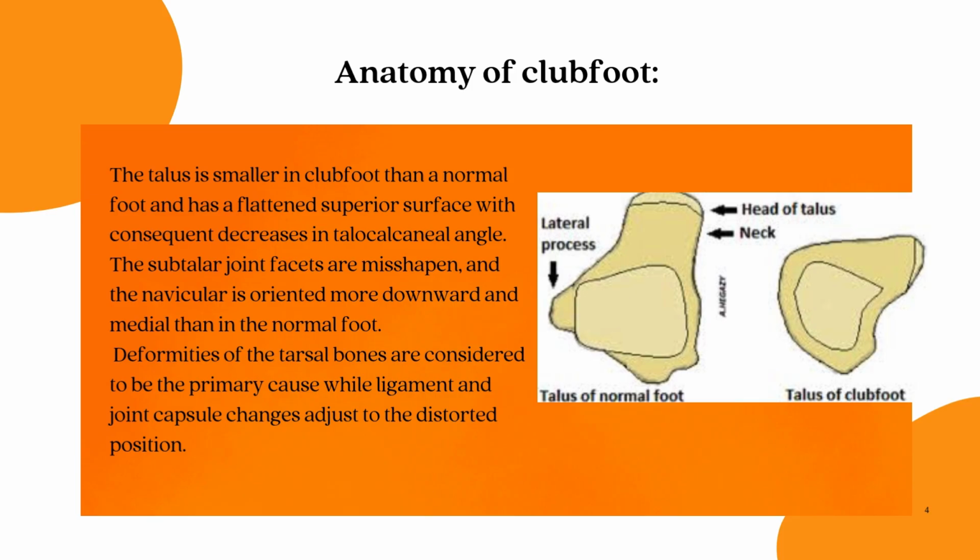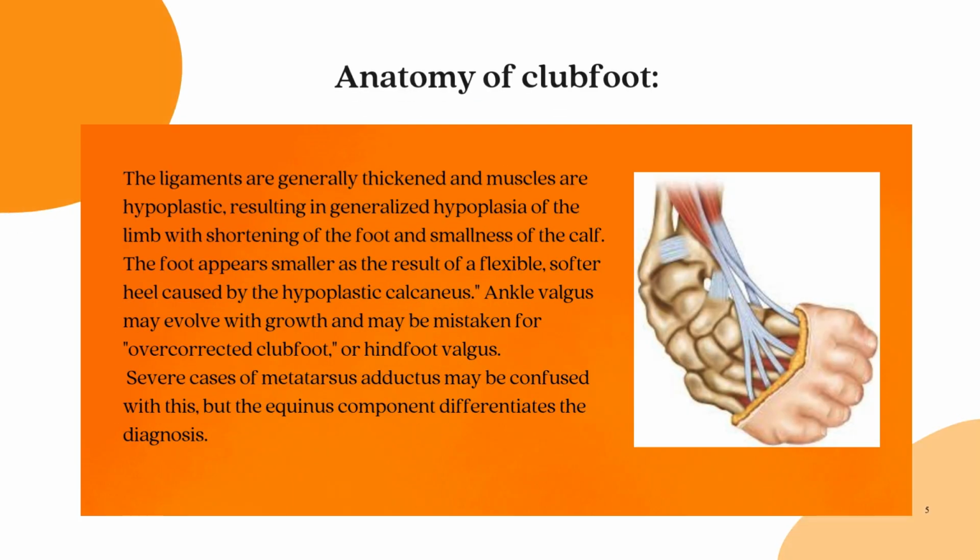Anatomy of clubfoot. The talus is smaller in clubfoot than in a normal foot and has a flattened superior surface with consequent decreases in talocalcaneal angle. The subtalar joint facets are misshapen, and the navicular is oriented more downward and medial than in the normal foot. Deformities of the tarsal bones are considered to be the primary cause, while ligament and joint capsule changes adjust to the distorted position. The ligaments are generally thickened and muscles are hypoplastic, resulting in generalized hypoplasia of the limb with shortening of the foot and smallness of the calf.